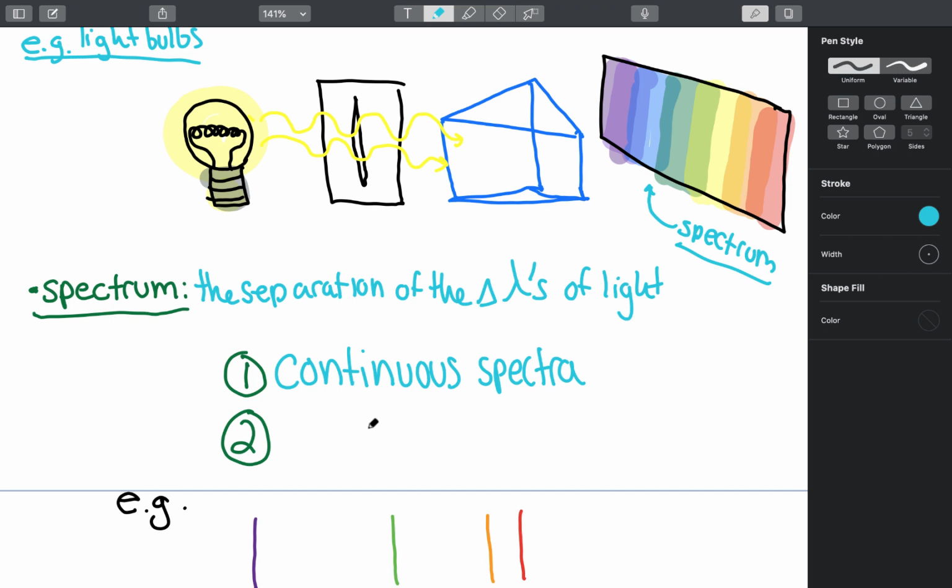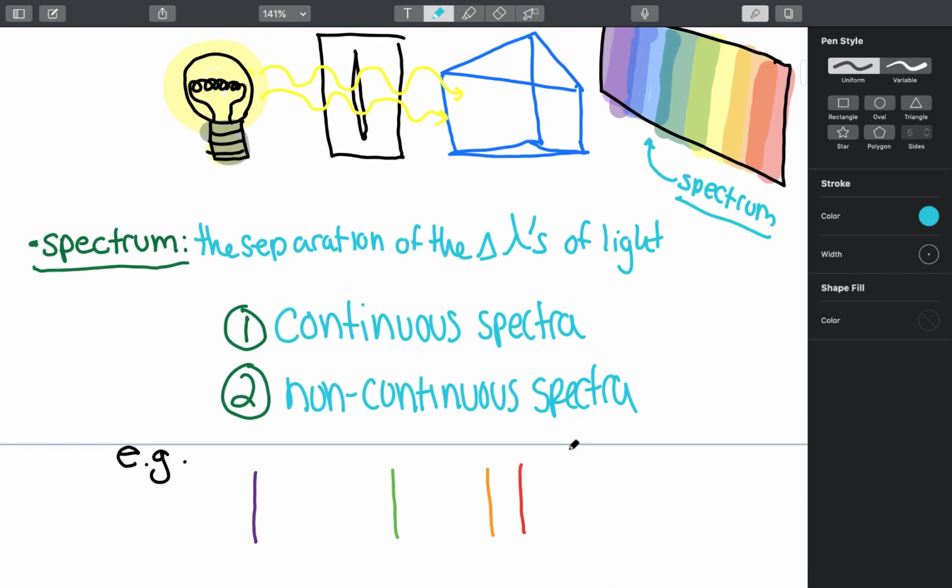And the next type of spectrum are called non-continuous spectra. So non-continuous spectra are separated by distances. So they only produce certain wavelengths. And here's an example of what a non-continuous spectra would look like. So you see here that you have like a violet wavelength, a green, an orange and a red, and they're separated by these distances. So this is a non-continuous spectra.